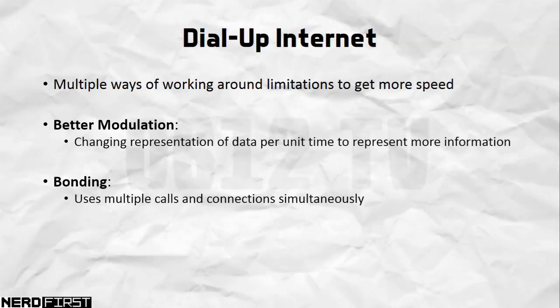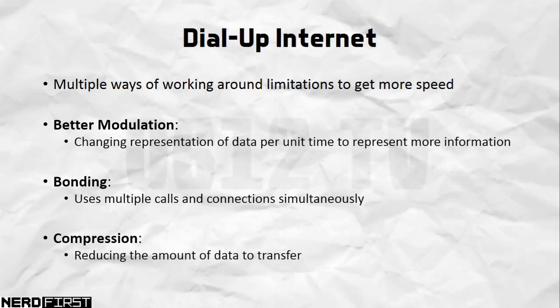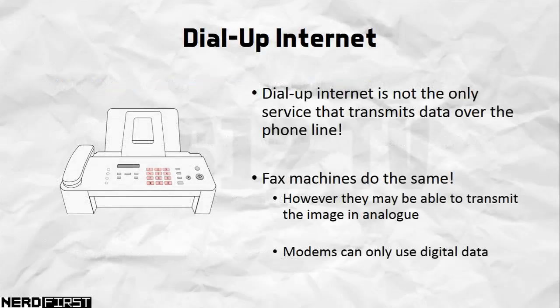Finally, another strategy is to compress data. If you can represent data in fewer bits, you will end up being able to transfer more useful information per unit time. And that's why compression can really help boost the speeds of dial-up. Now, while we say dial-up is really smart because it uses essentially an audio stream to represent data, it is by no means the only thing that does that. Fax machines, for one, do the same.